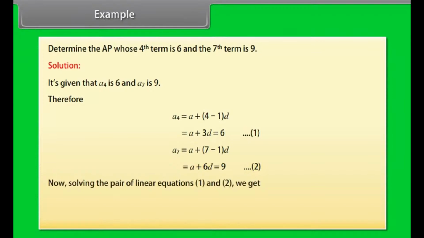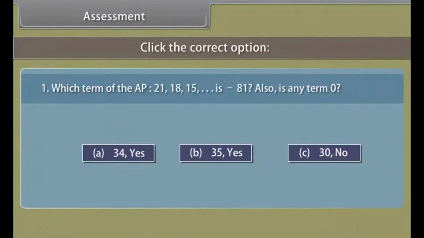Now, solving the pair of linear equations 1 and 2, we get A is equal to 3 and D is equal to 1. Hence, the required AP is 3, 4, 5, 6, 7, and so on. Assessment. Now it's time for an activity. Click the correct option.